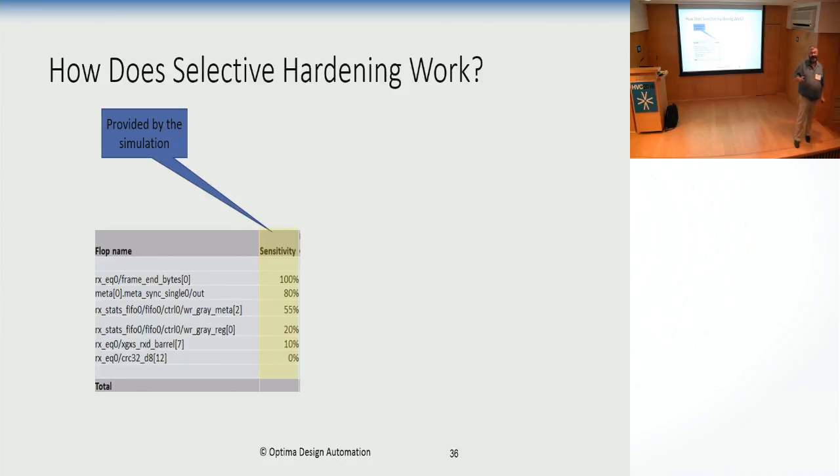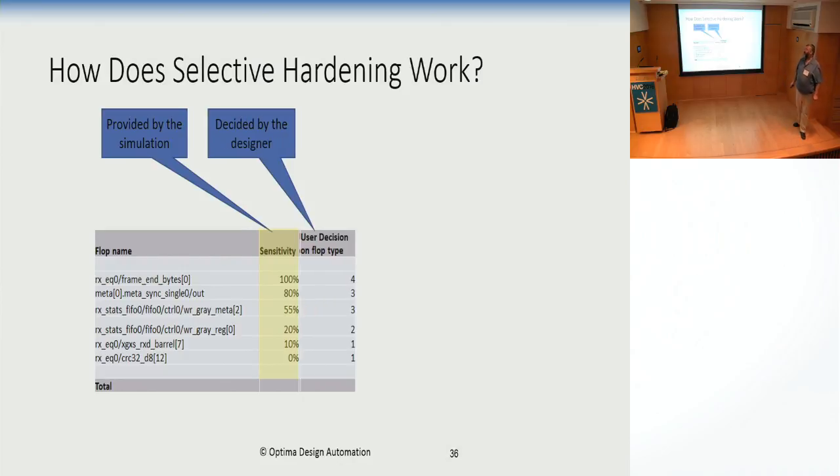If I know this, and this is a huge if, I know the probability that a bit flip here will cause something bad. Then I can do the next step and decide for each flop separately what kind of flop implementation I want to use. What library do I use? Do I use a standard library? Do I use a big capacitance library? Do I use a TMR library? What kind of library do I want to use for this particular flop?